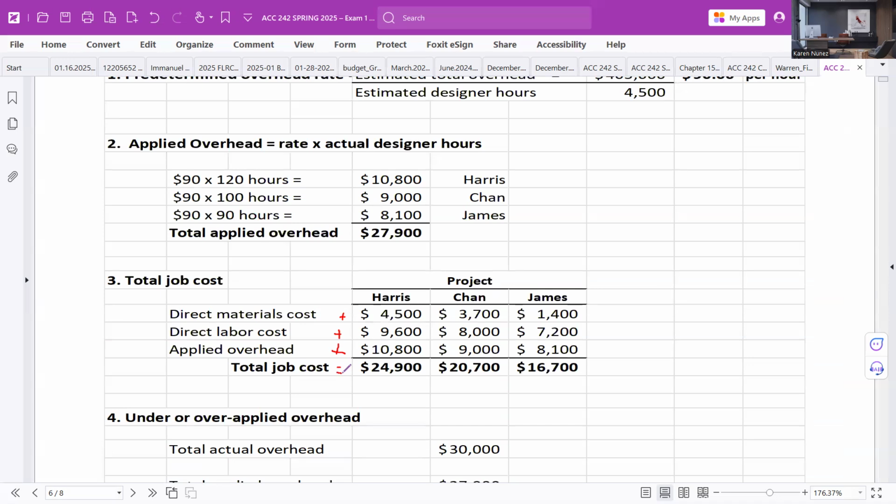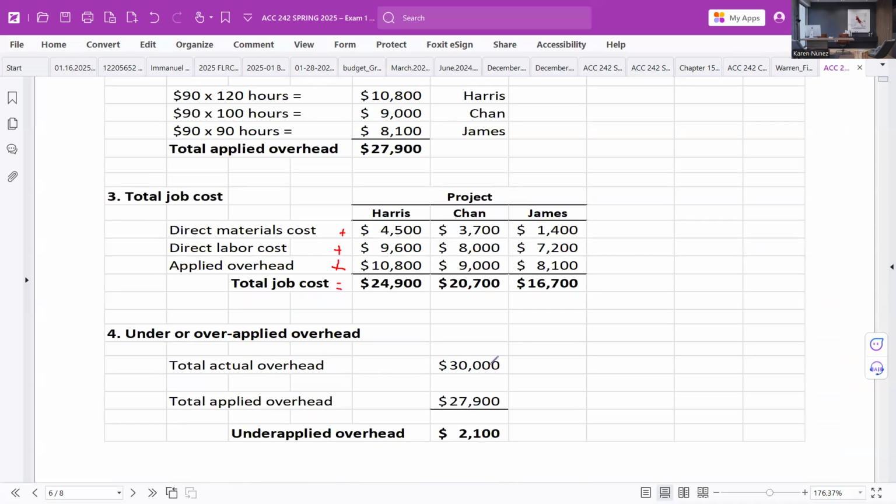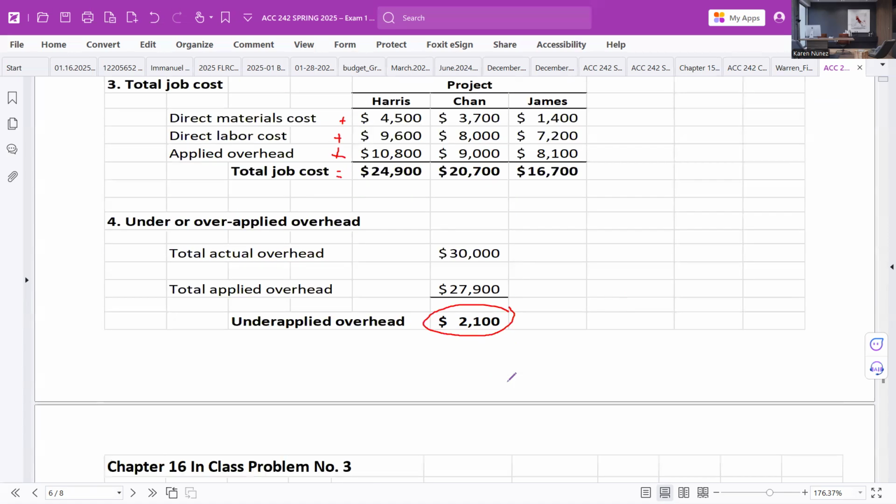And are we over or under applied? Compare the actual overhead to the applied overhead. This is all the overhead that we applied. Compare the actual to the applied, and we are under applied because the applied is less than the actual. So that's a good exercise to work through.